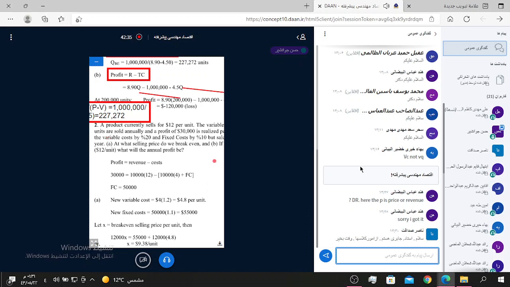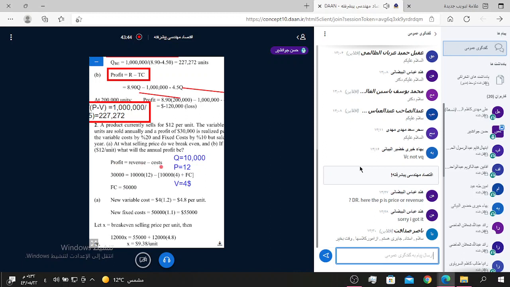Q is 10,000 per year. P is 12. V is $4. Profit is $30,000.